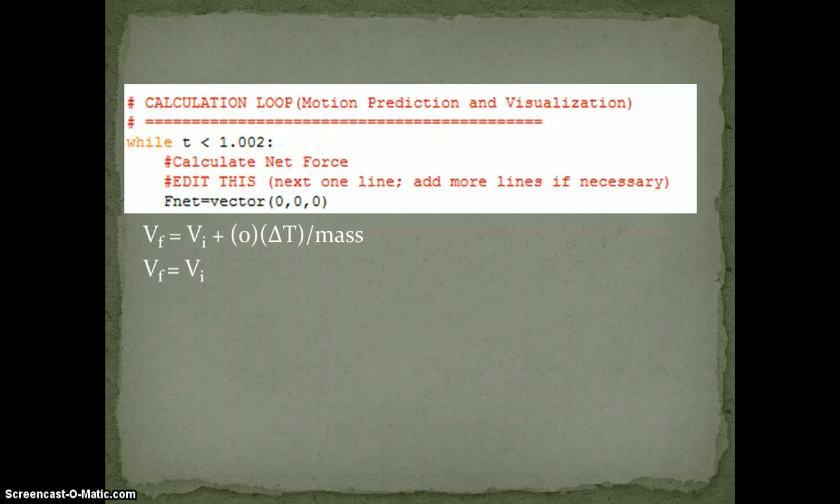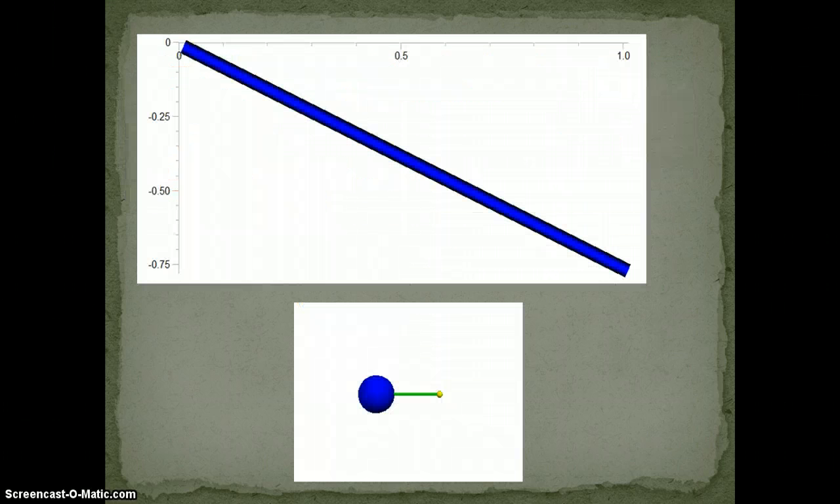The net forces seen in here are 0 because we're at constant velocity. This is proved by V final equals V initial plus 0 forces times delta t divided by mass. Thus, this reduces to V final equals V initial, proving that there was constant velocity.